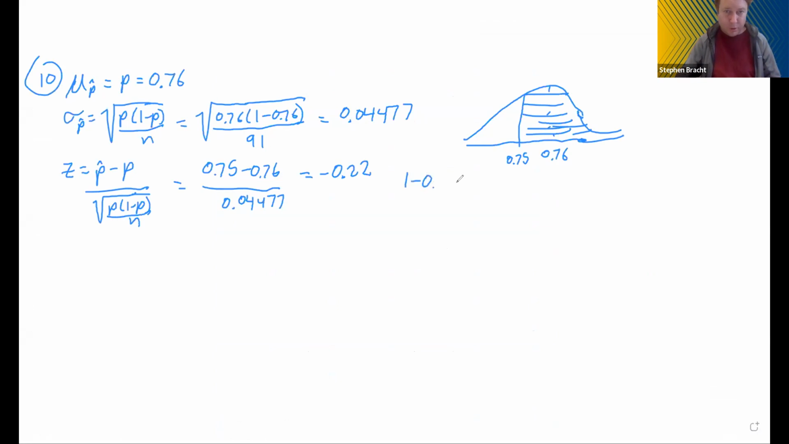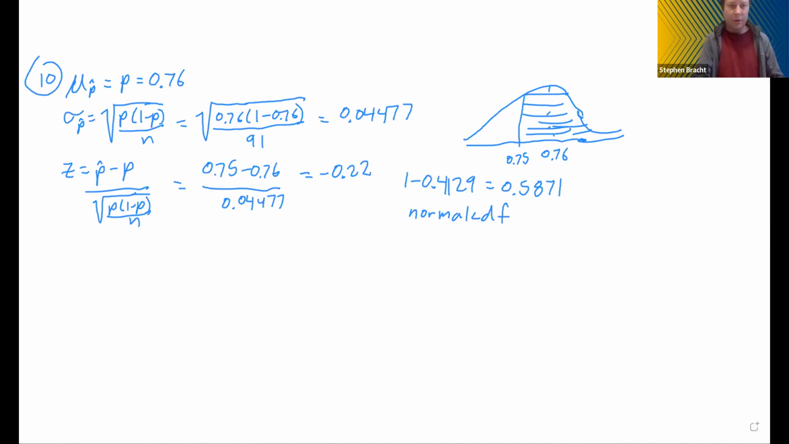One minus 0.4129 equals 0.5871, or again, if you want to use your calculator, normal CDF is what you'd want to use for that. Okay.